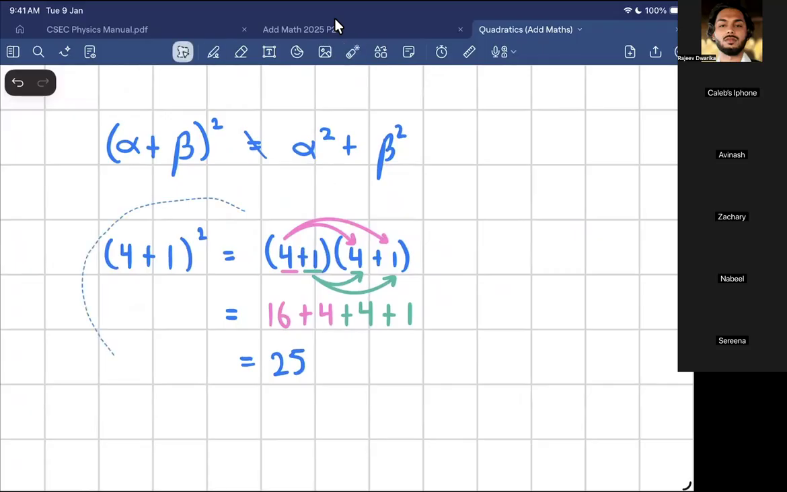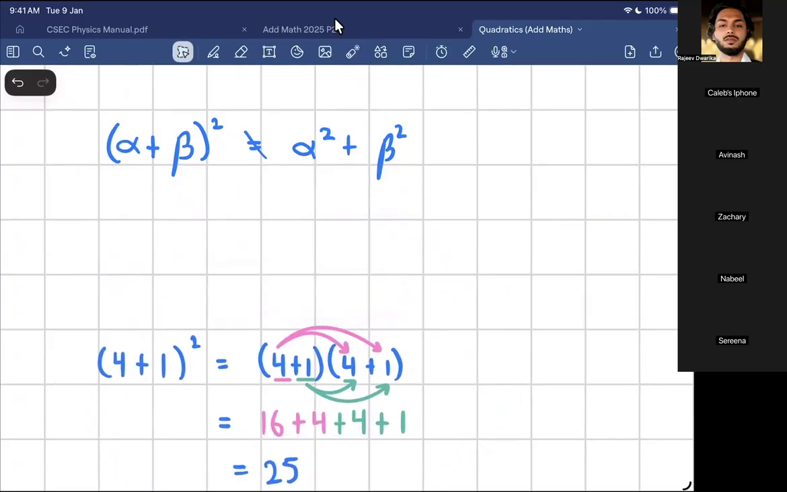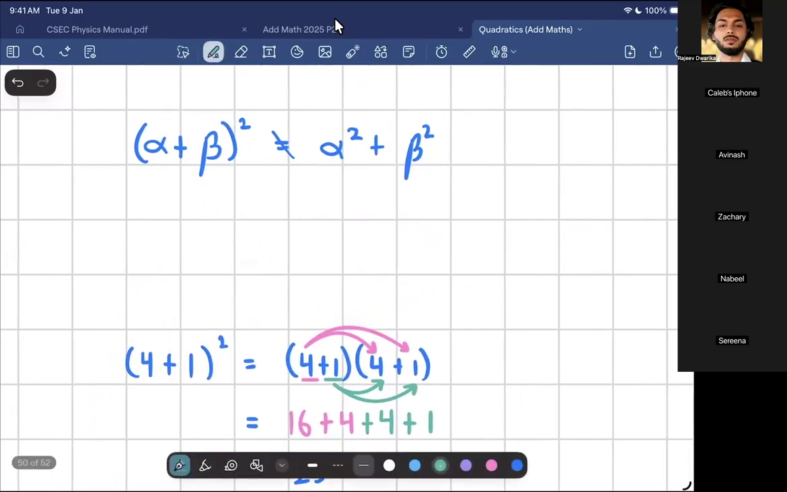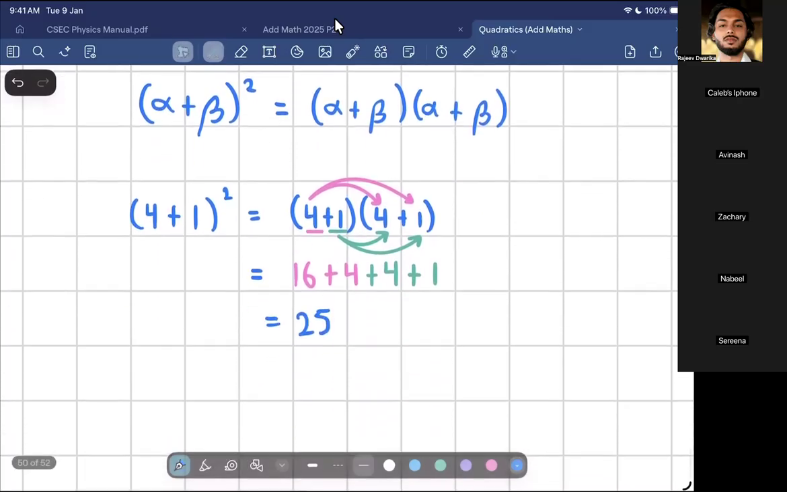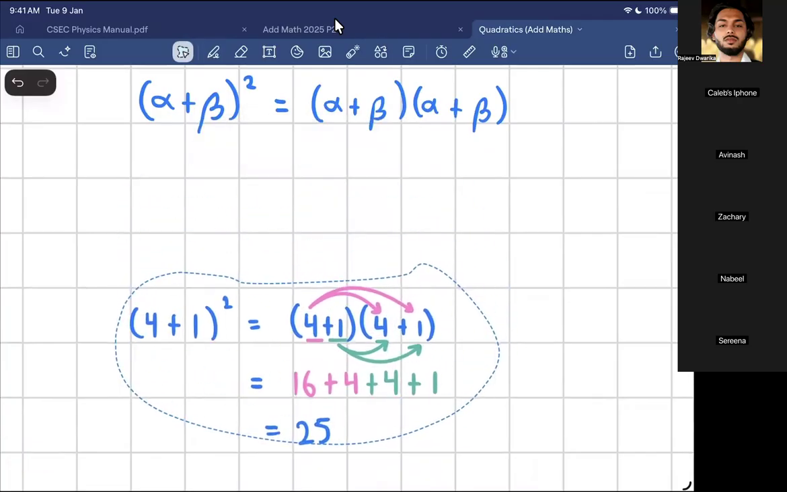So let's apply that concept over here. The exact same concept, right? Let's actually see what alpha plus beta all squared is. You're going to use the exact same logic. What do you think alpha plus beta squared is? Alpha plus beta by alpha plus beta. Yeah, that is what it is. Great. Apply literally the exact same thing.